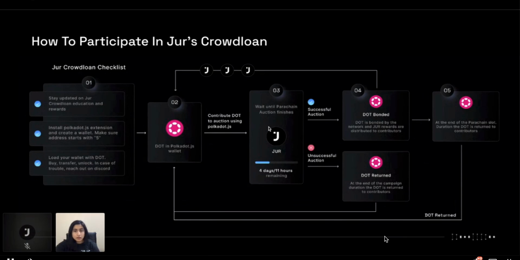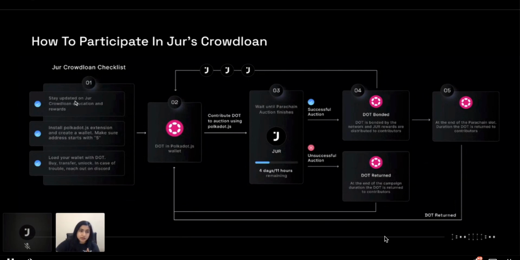This infographic would be shared with you even outside of this event. So just keep an eye out and let's go with this as well. So first is having a Joule crowd loan checklist. There are currently three major points in this. Expect that we'll share a more comprehensive checklist sooner on Discord.